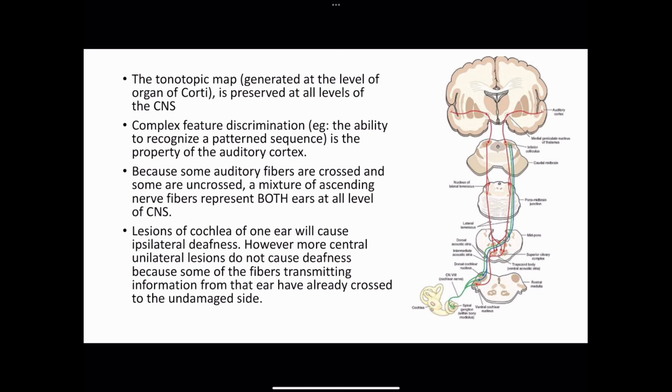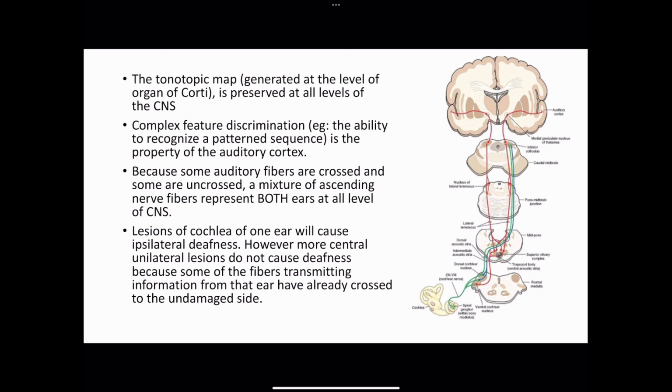The tonotopic map that was generated at the level of the organ of Corti is preserved at all levels of the central nervous system. Complex feature discrimination, like the ability to recognize a pattern sequence, is the property of the auditory cortex. But because some auditory fibers are crossed and some are uncrossed, a mixture of ascending nerve fibers represents both ears at all levels of the central nervous system.